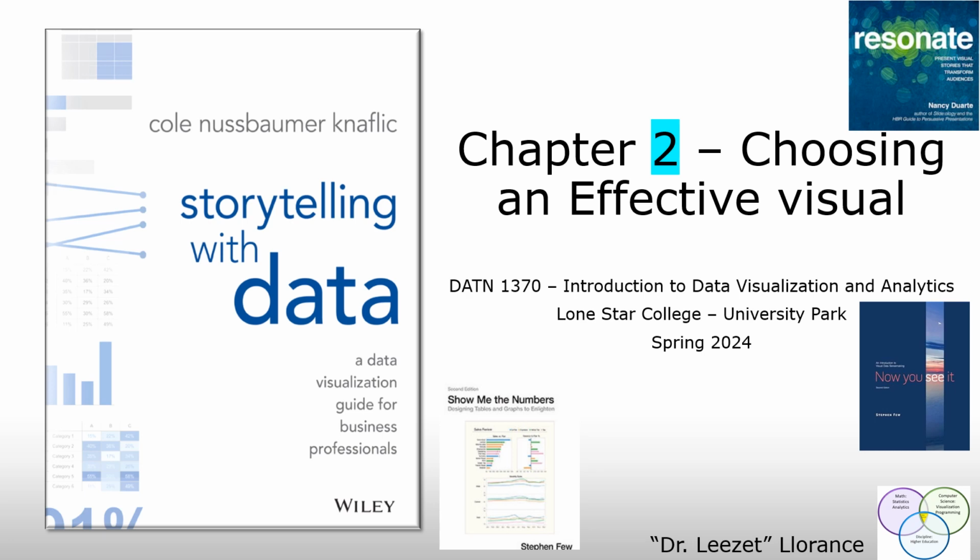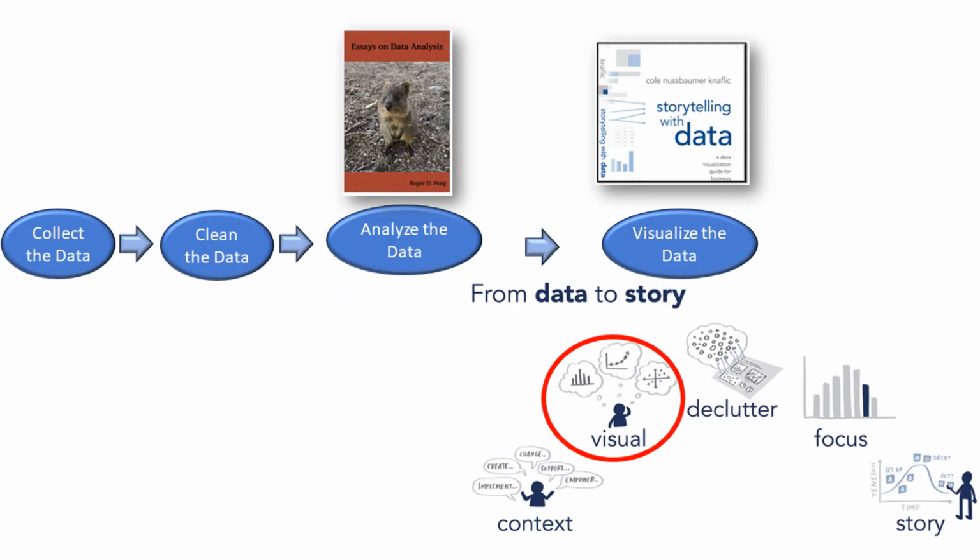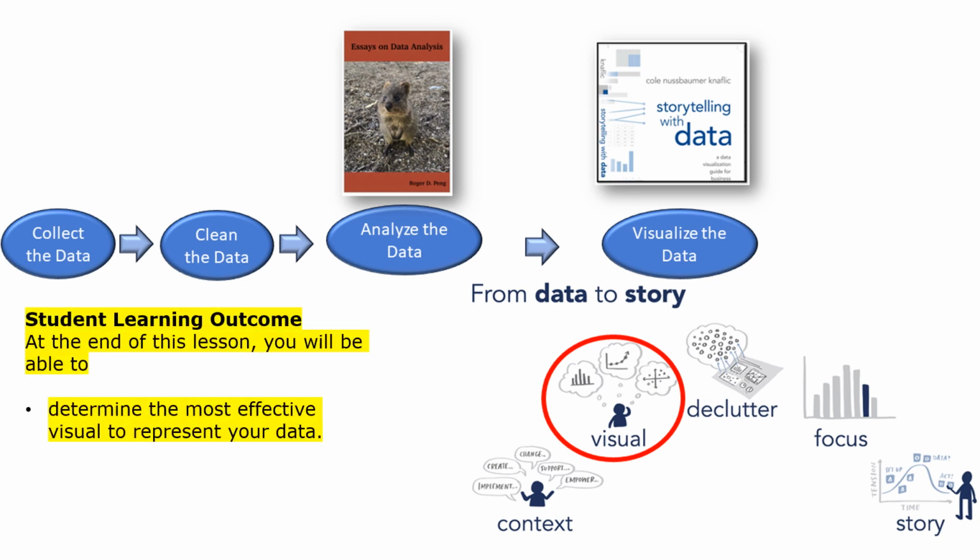This is a short overview of Chapter 2, Choosing an Effective Visual. Within the process of going from data to story, last week we were at the contextual phase. This week we are at the visual phase. At the end of this lesson, you will be able to determine the most effective visual to represent your data.